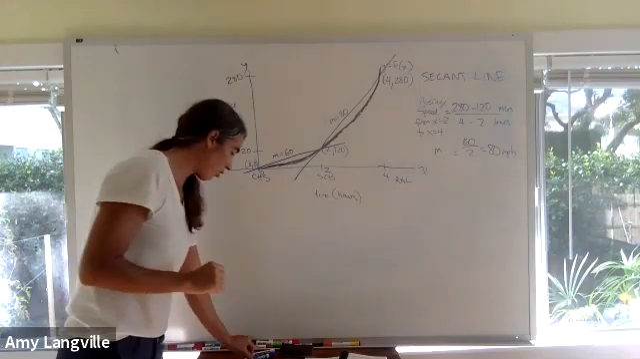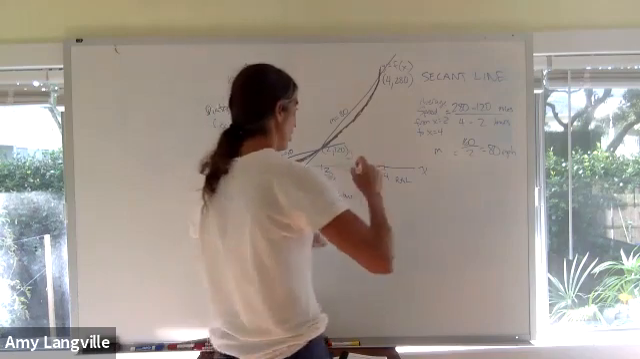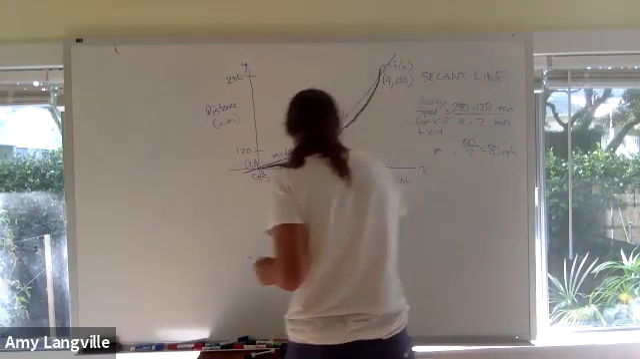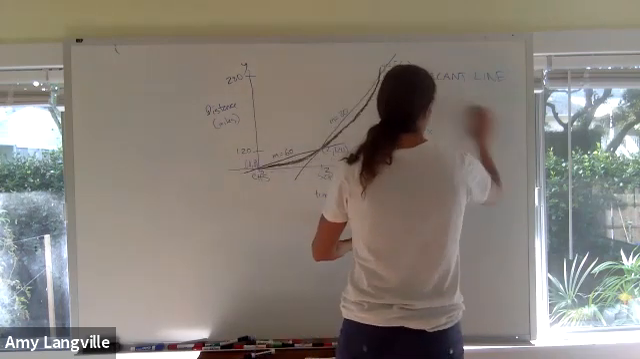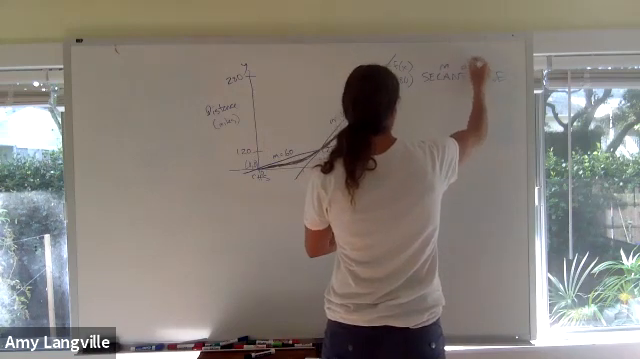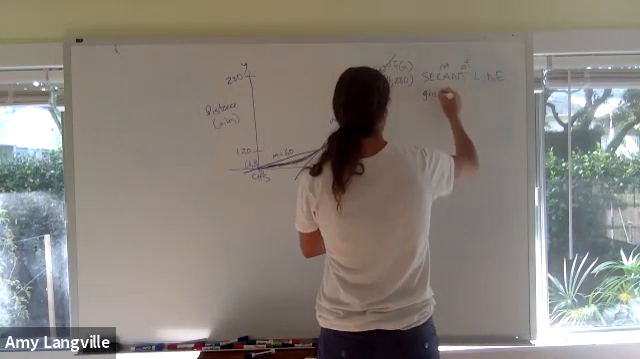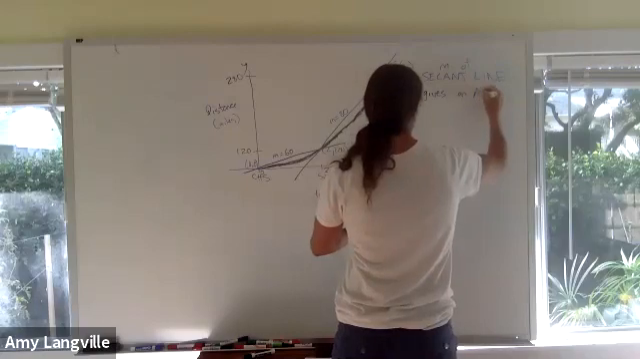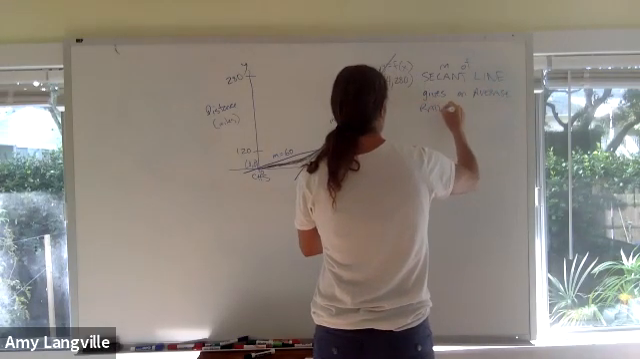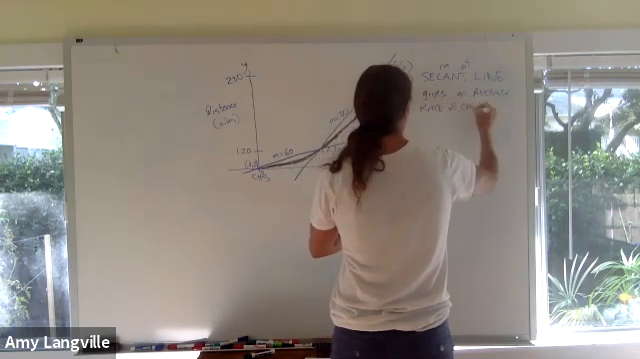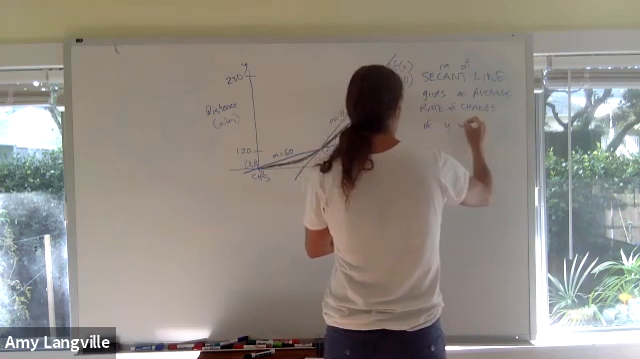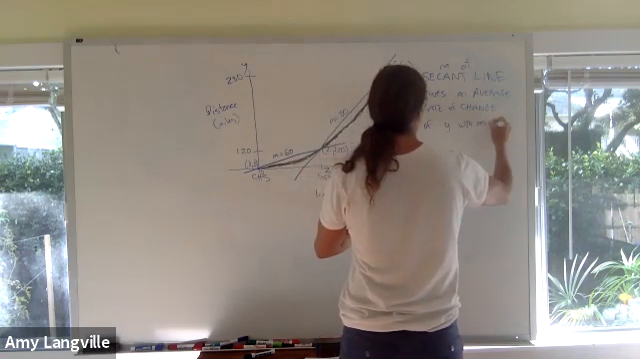And in general, a secant line, let's see, maybe we'll put it here. The slope of a secant line gives an average rate of change of y with respect to x.